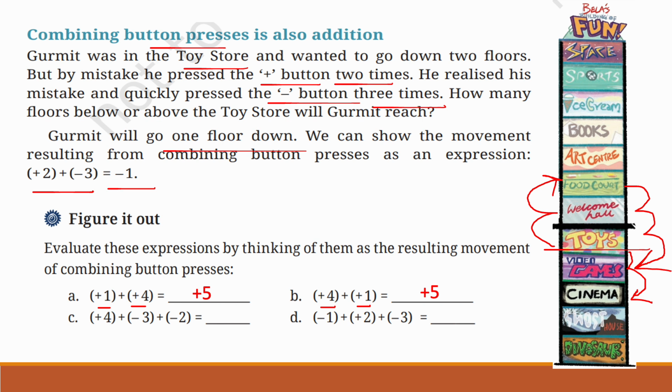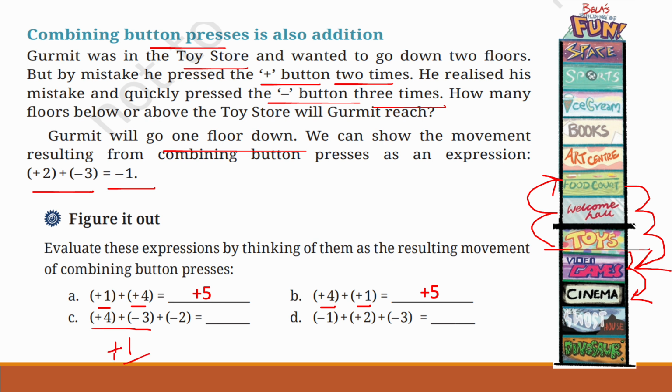Then, next one. Here we have three numbers. So, first you combine the first two numbers. Plus 4 plus minus 3. Here two numbers have different sign. So, you subtract the smaller number from the larger number. 4 minus 3 is 1. Then you put the sign of the greater number. Here the greater number is 4. So, you put positive 1.